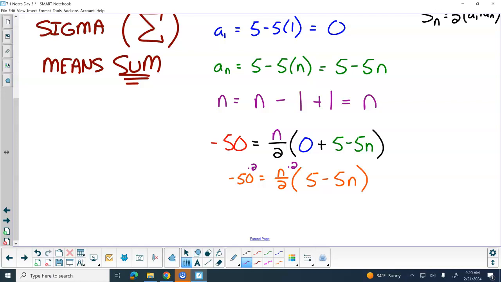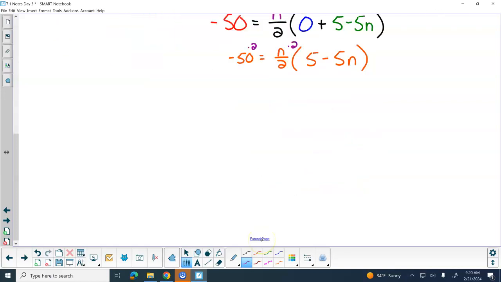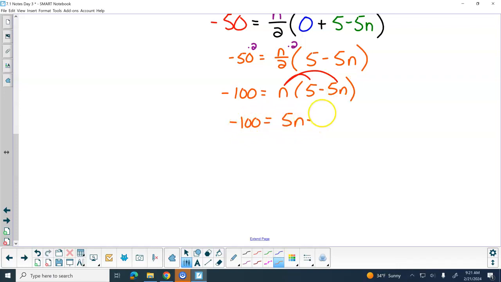Because I've done both on the same side. Let me extend my page right there. That would give me negative 100 equals n times 5 minus 5n. I love this path that we were going down. It's much easier than the other path. Now what's next? Distribute. It starts with a D, ends with distribute. We got to distribute that n. If I distribute this n, I get negative 100 equals 5n minus 5n squared.